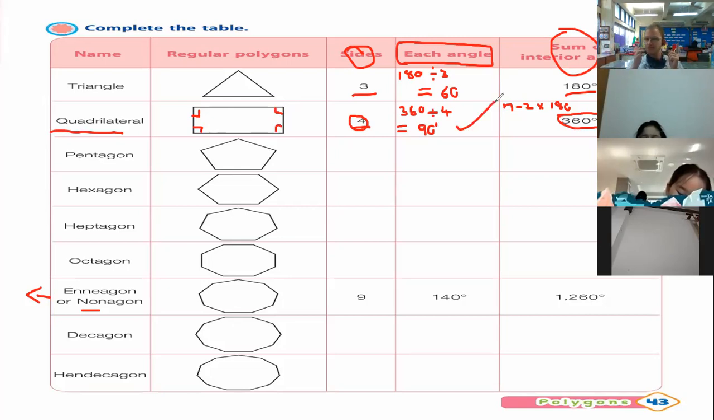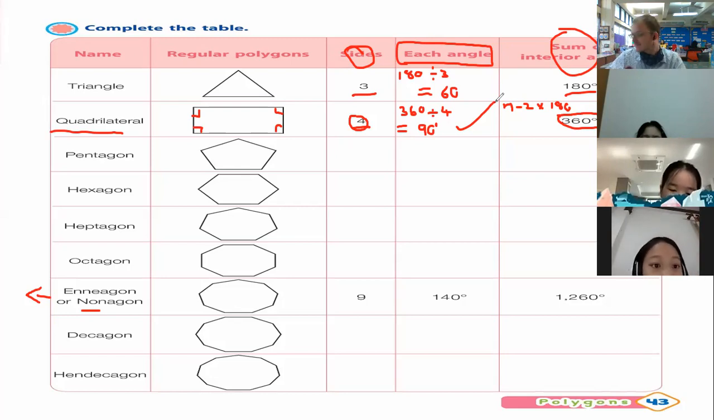We can have a look. The one thing we should also understand is the more sides we have, the larger the angles become. So for example, if you look at a pentagon, each angle will be about 108 degrees.